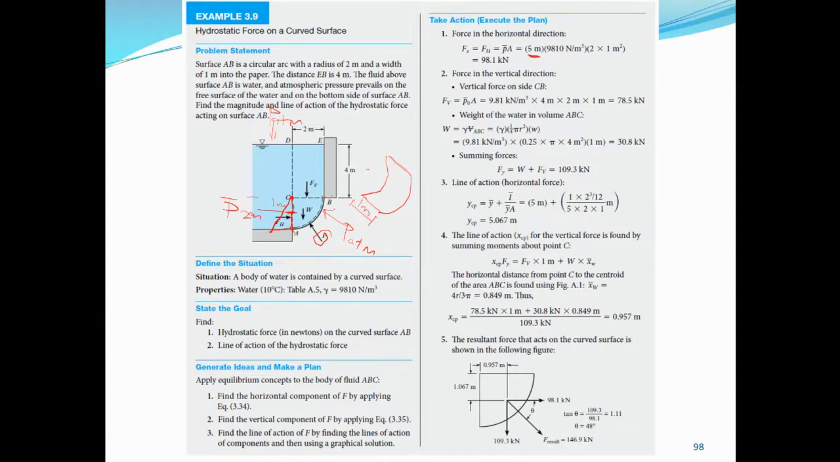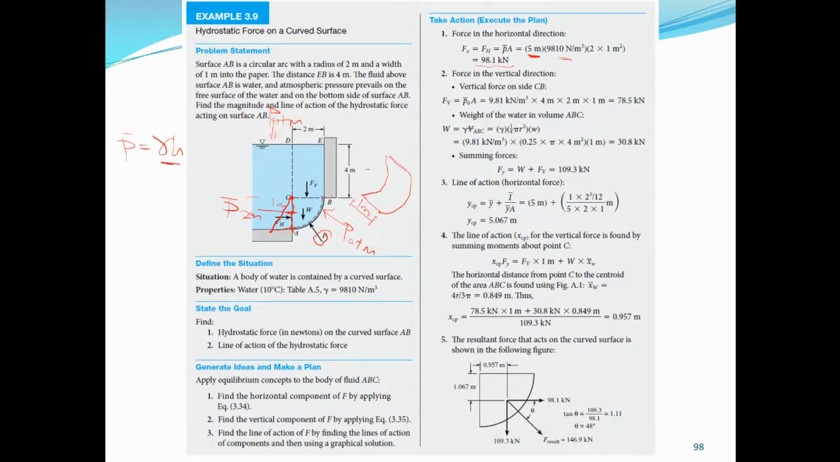Then the pressure is rho g h, or gamma h. So P bar is simply the height of water acting. So gamma h, this is gamma, and the area of the curved surface, which is 2 times 1. So this gives the hydrostatic force in the X direction.